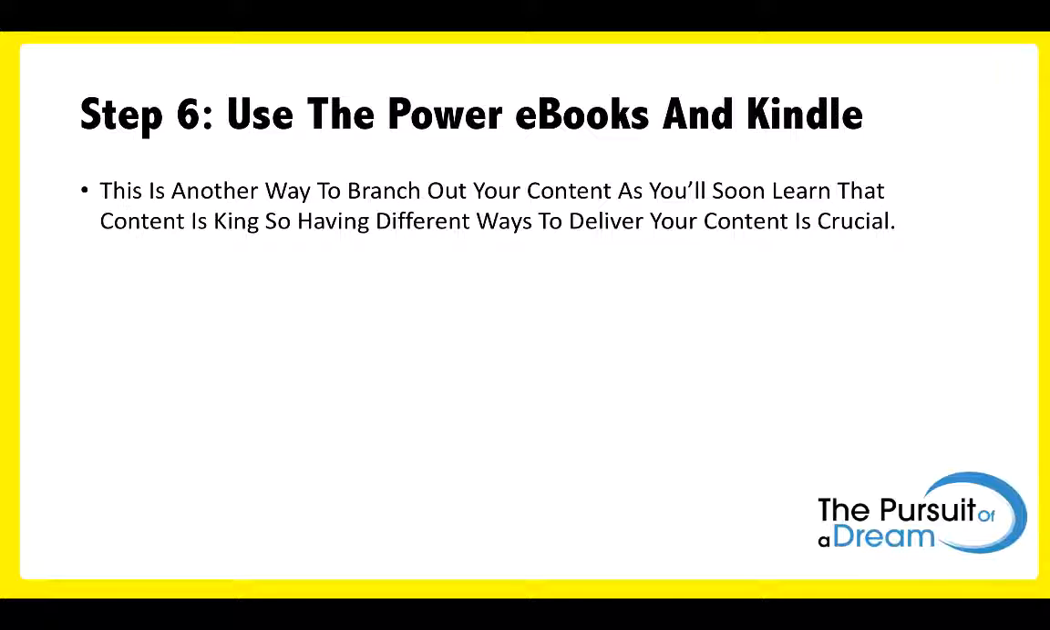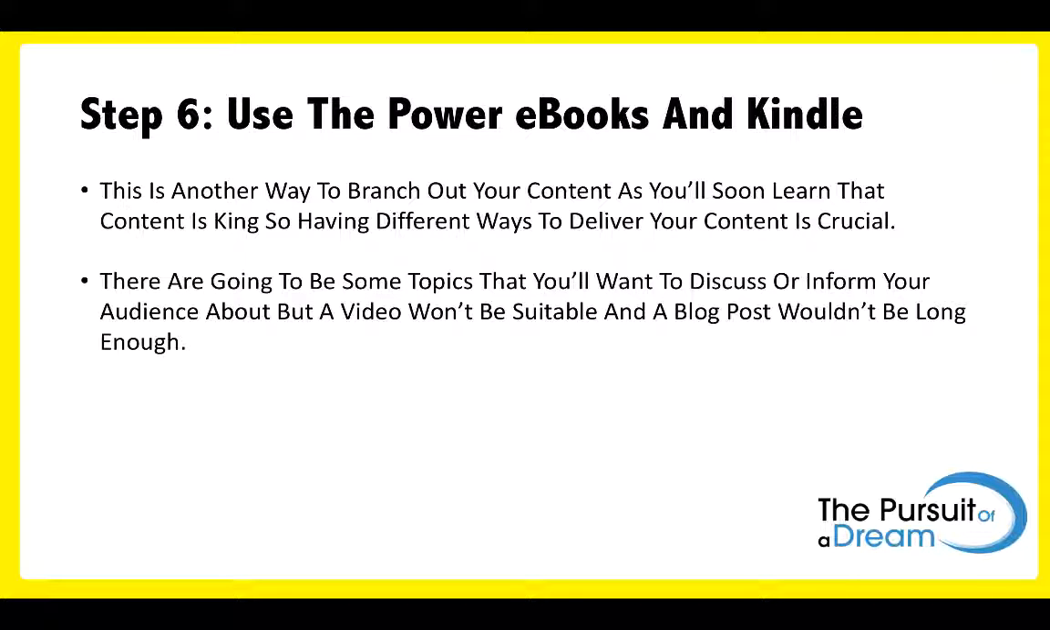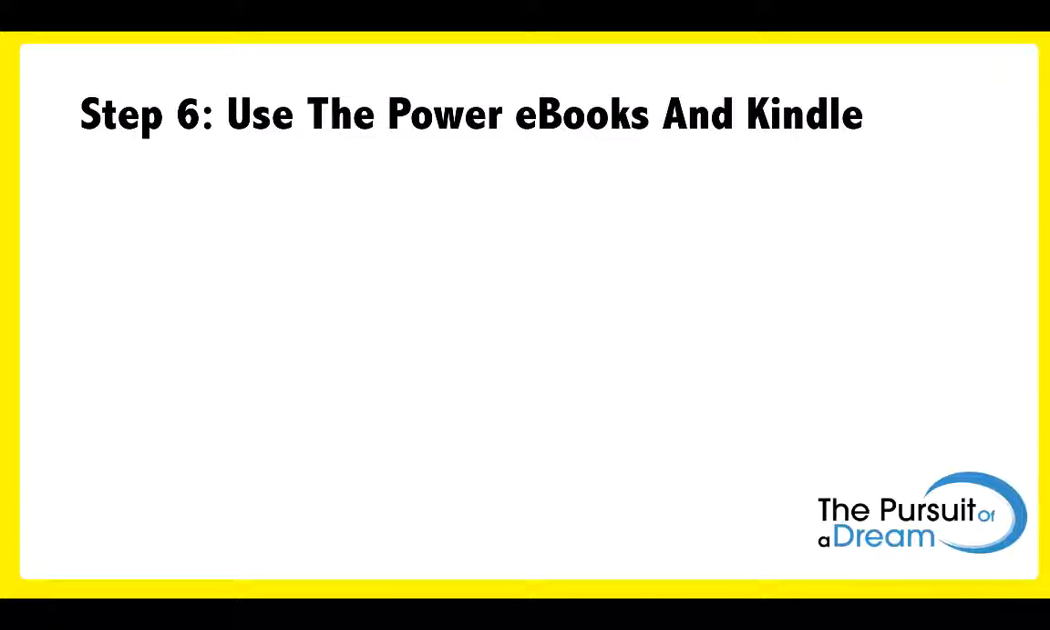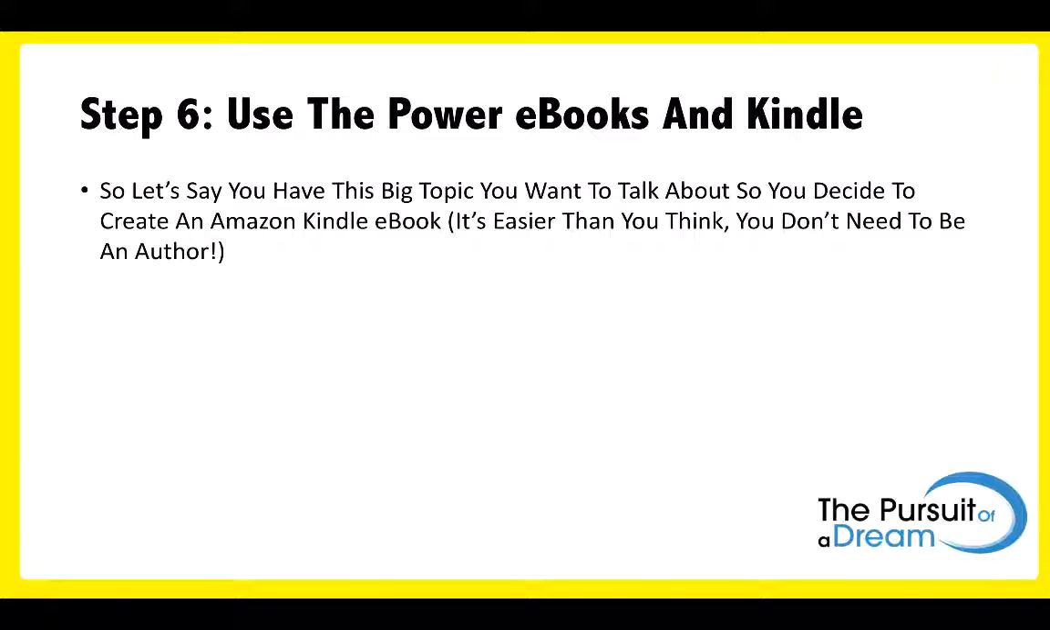Now, step number 6 is to use the power of eBooks and Kindle. This is another way to branch out your content, as you'll soon learn that content is king, so having different ways to deliver your content is crucial. There are going to be some topics that you'll want to discuss or inform your audience about, but a video won't be suitable and a blog post wouldn't be long enough. You could create a series of blog posts, but why do that when you can just create an Amazon Kindle ebook instead?